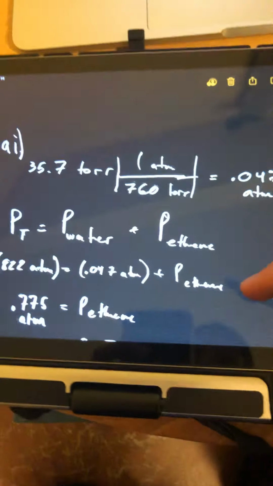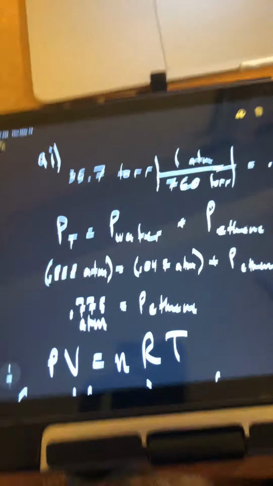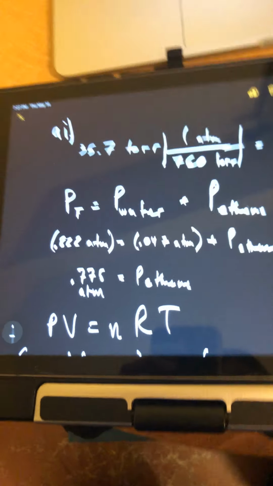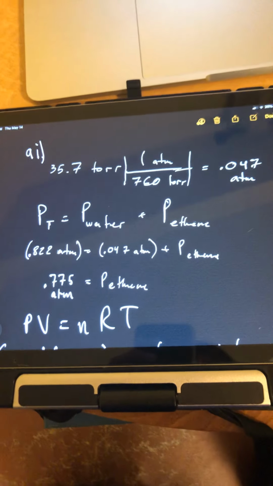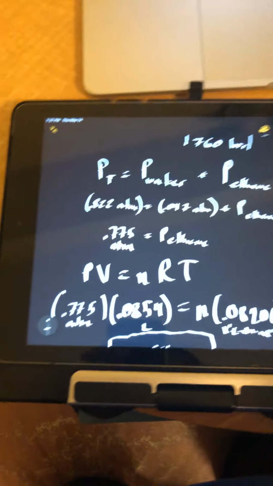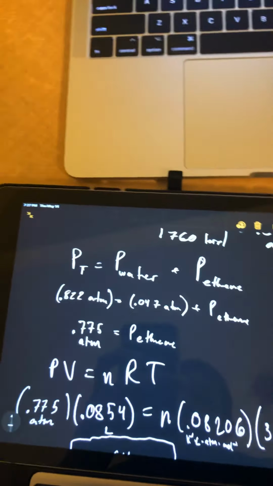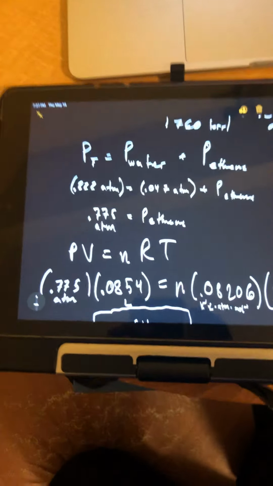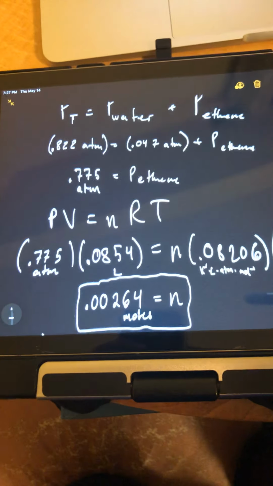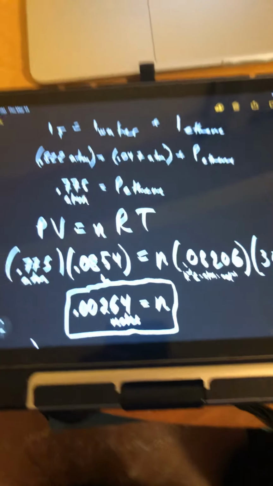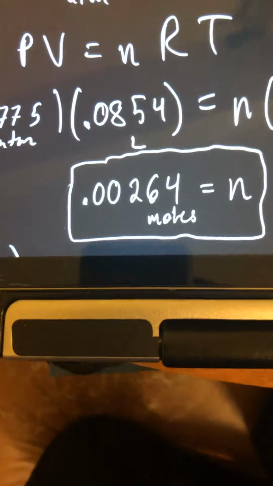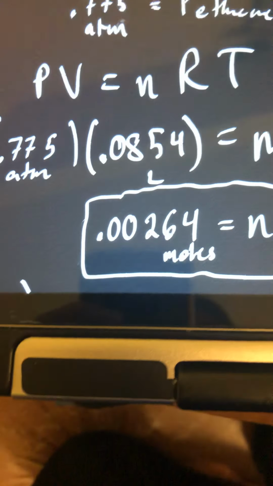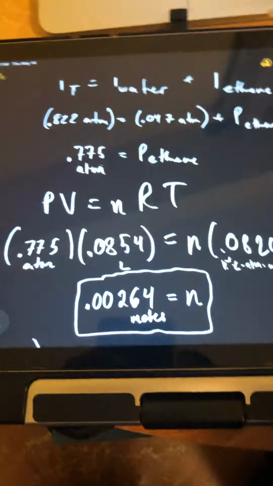Now that we have the partial pressure of ethene, we can use the ideal gas law, PV equals nRT, to find the number of moles of ethene. It's another plug and chug, except we use the partial pressure we found, and we want to solve for n. We solve that using division, multiplication, and order of operations, and we get that the number of moles is that. That's the actual yield.